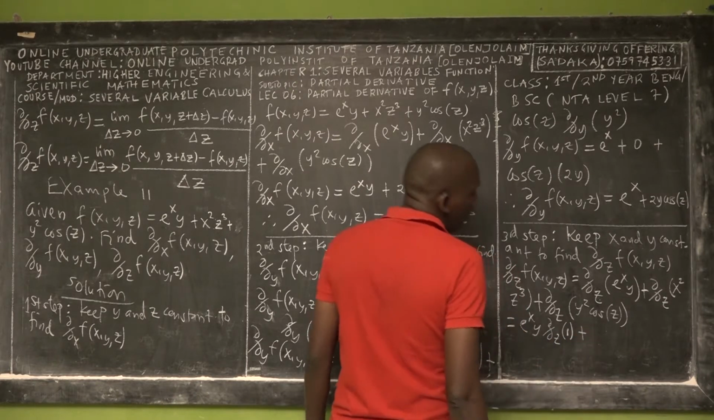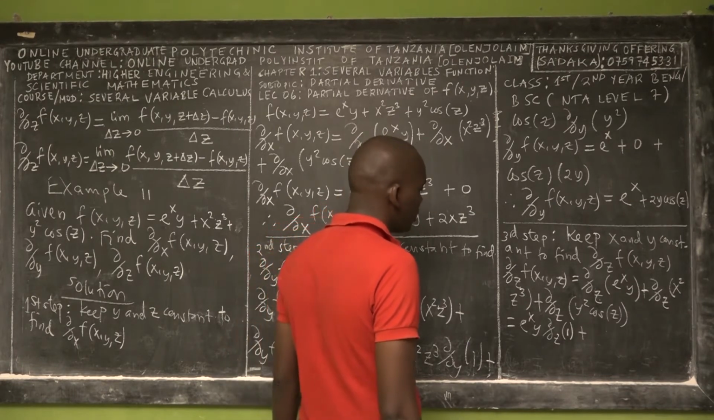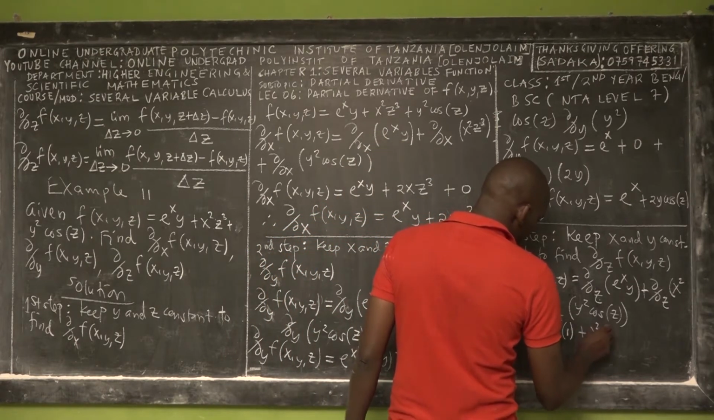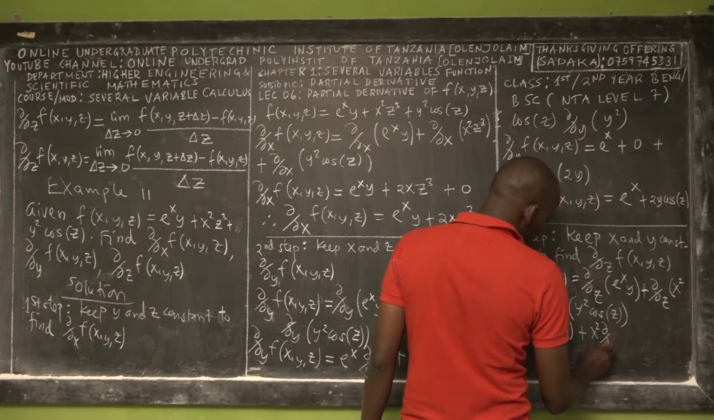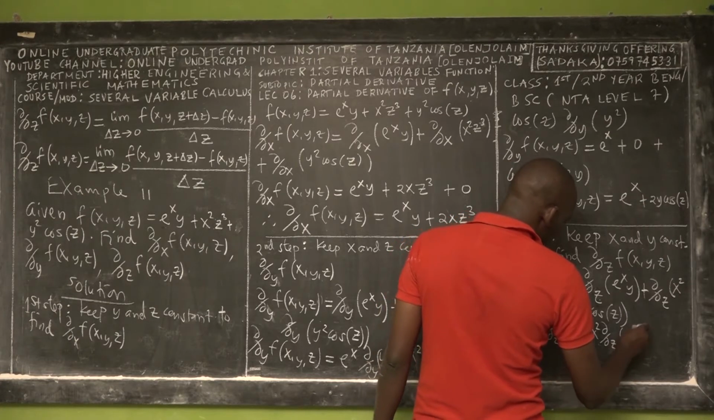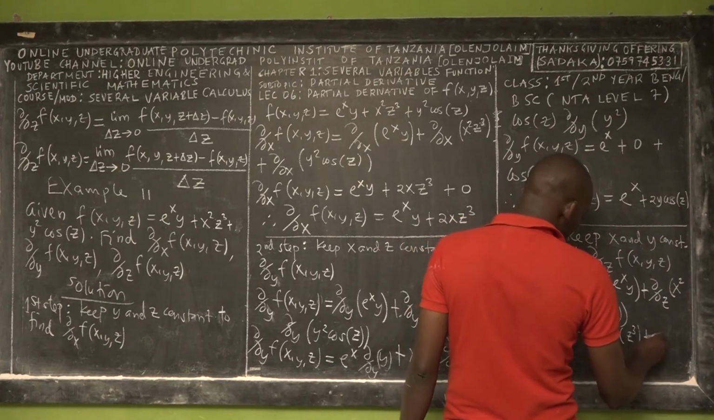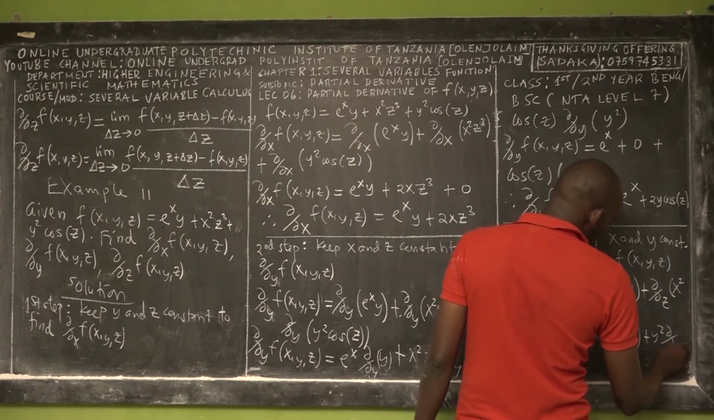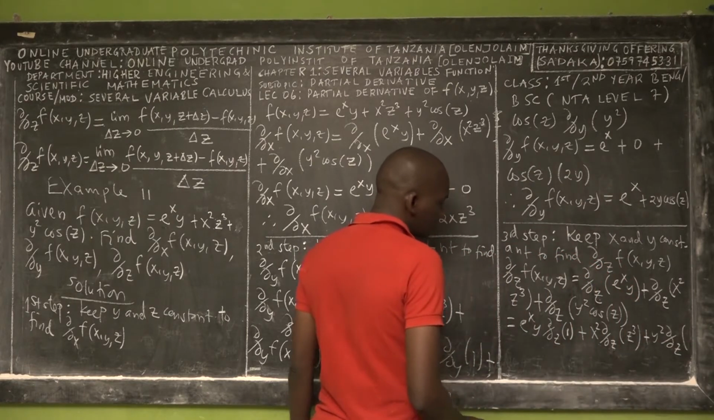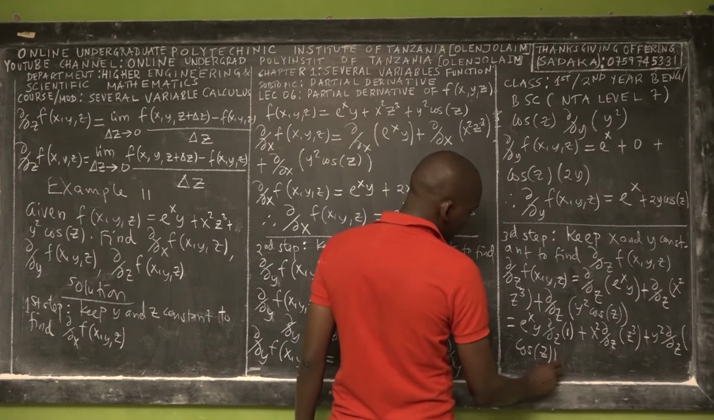Plus, the next function is x squared, we kept it constant. Then the partial derivative with respect to z of z cubed. Okay, z cubed. Then plus y squared, then the partial derivative with respect to z of cos of z.